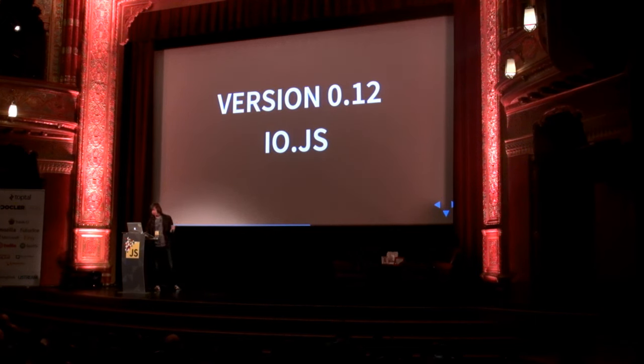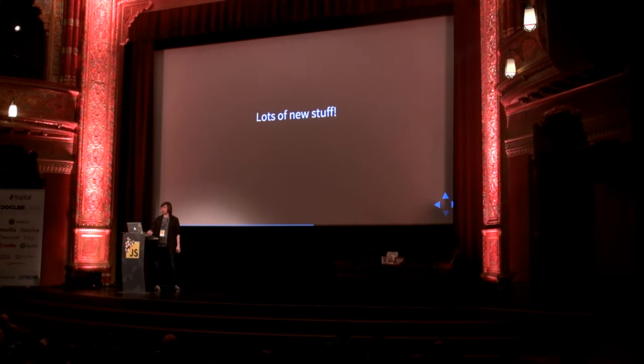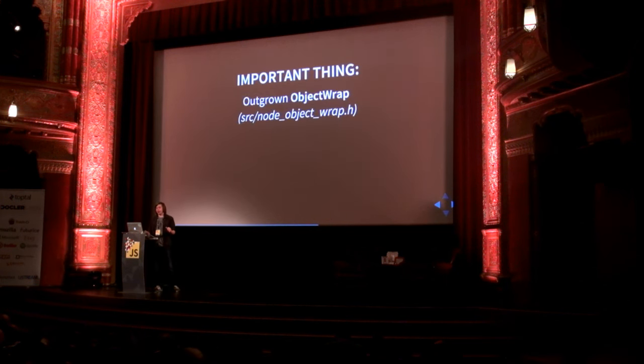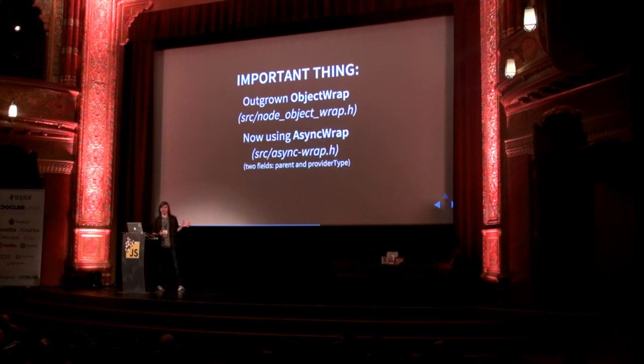So we jump to 0.12 and io.js. And there are lots of new stuff, but we are interested only in C++ in this talk. Important thing to say: now we are no longer using ObjectWrap internally. And this is why it's important to learn the history, because if you take a look at it now, it will seem unreasonable to you. We are using the AsyncWrap class instead. The difference between them is that AsyncWrap has two fields that ObjectWrap didn't have. One of them is parent, and the second is provider type. Provider type is basically saying what this C++ class instance is used for. For example, it could be file system, DNS, TCP, or zlib.